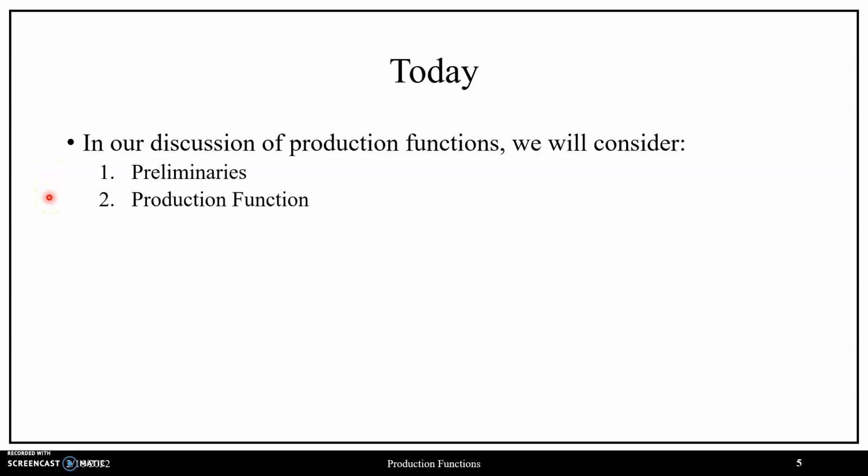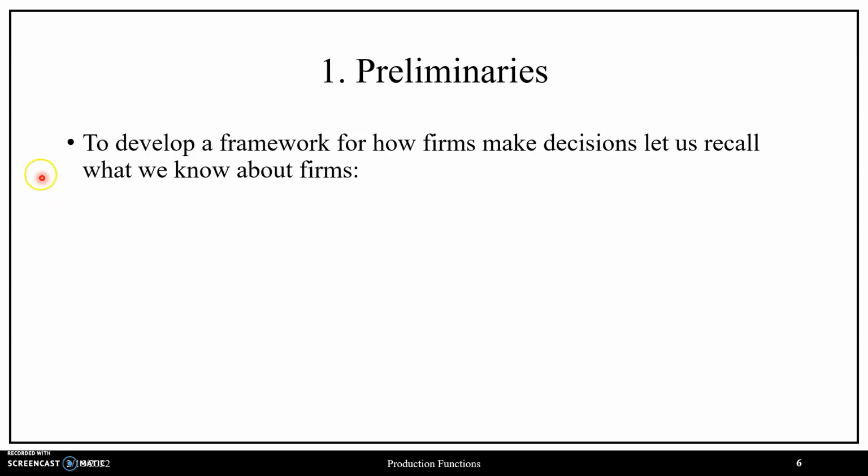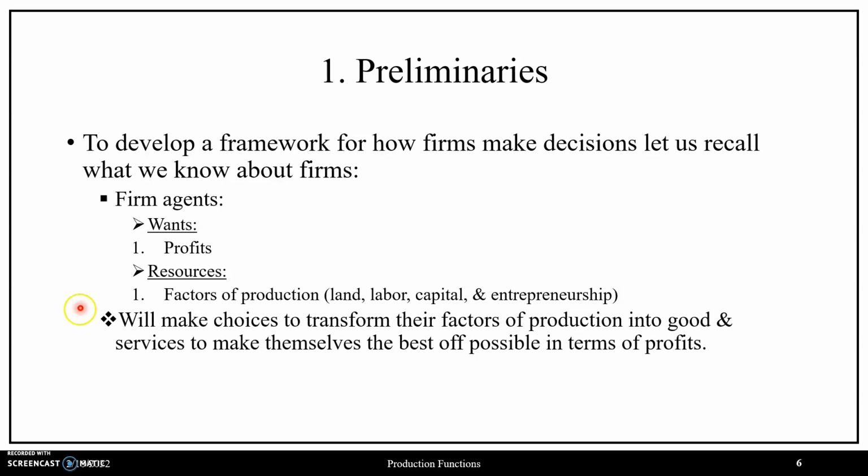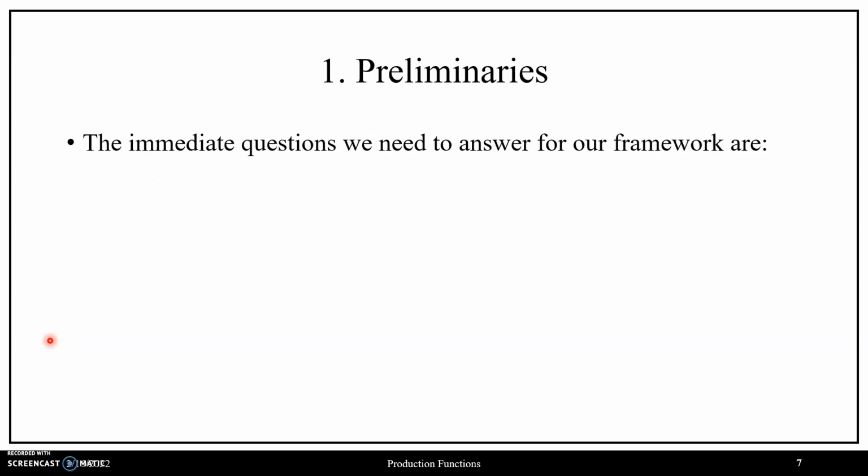In terms of today's discussion on production functions, we will consider some preliminaries first. To develop a framework for how firms make decisions, let us recall what we know about firms. Our firm agents will have wants in the form of profits, and they'll have resources in the form of the factors of production, which will comprise land, labor, capital, and entrepreneurship. They will make choices to transform their factors of production into goods and services to make themselves the best off possible in terms of profits.